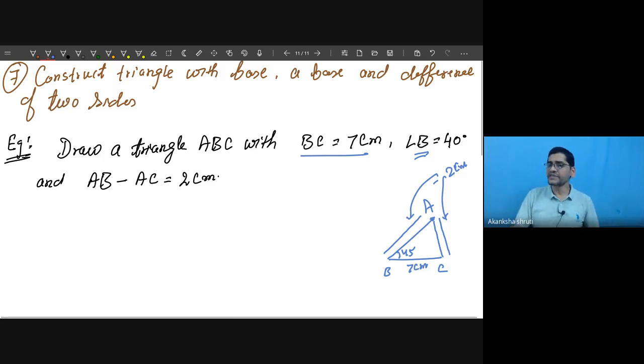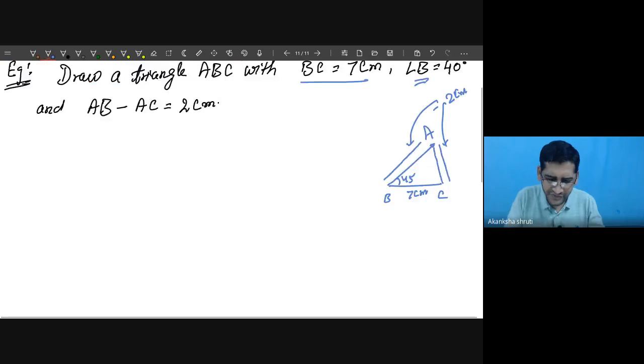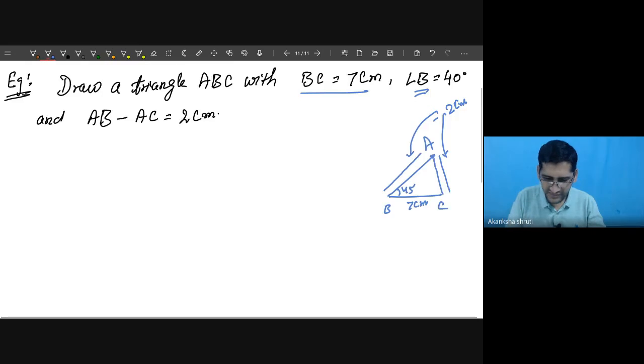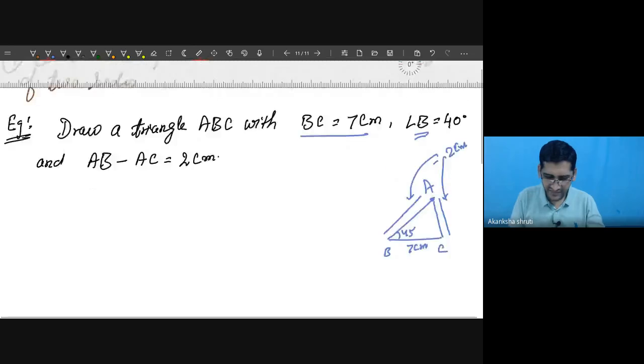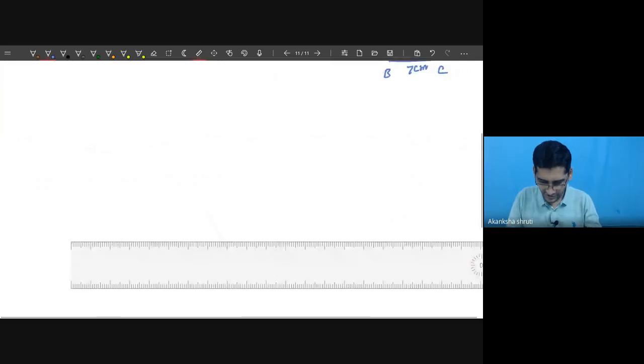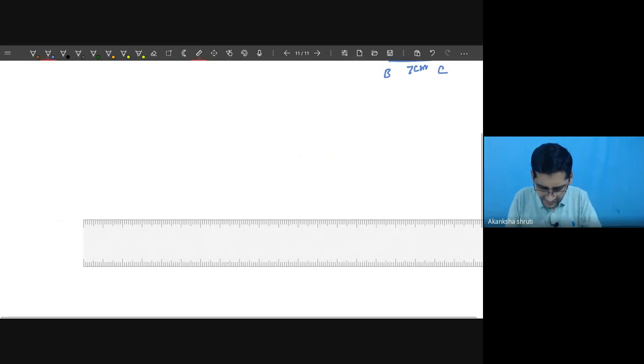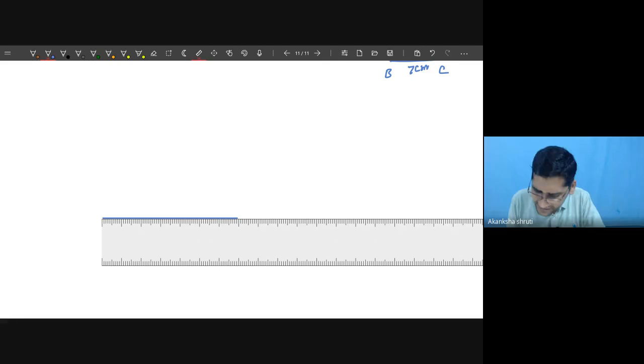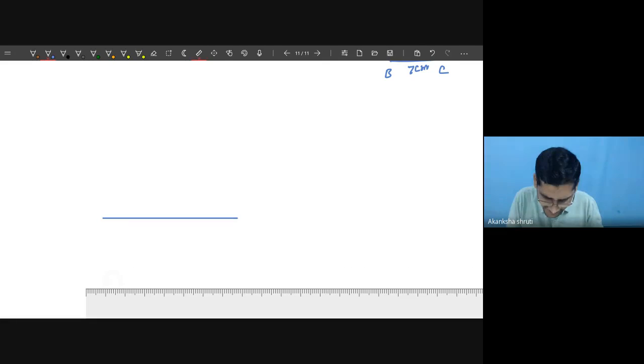So how to draw? The same kind of thing, students. Be careful. First we have to take BC equal to 7 centimeter. So take 7 centimeter. Let me take the scale. Seven centimeter. One, two, three, four, five, 6, and 7. This is our B and C.